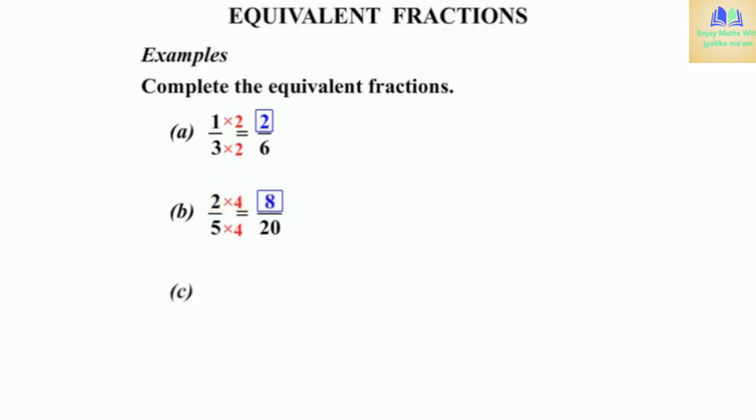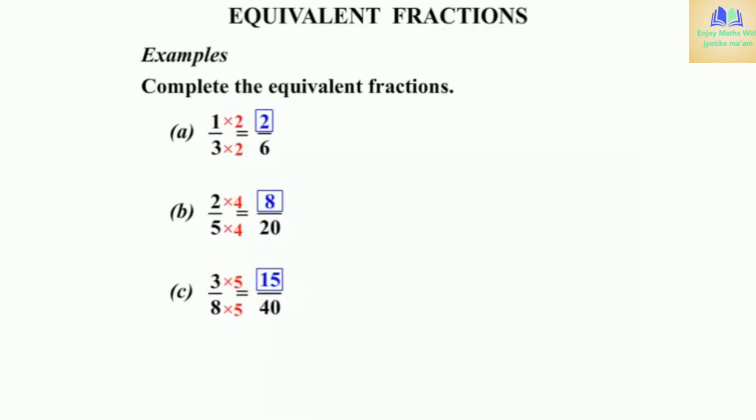The next one, 3 by 8 equals something over 40. Again, looking at our denominators, the 8 we have turned into a 40 by multiplying by 5. So, if we multiply the bottom by 5, we multiply the top by 5 as well. So, on the top, our numerator 3 times 5 becomes 15.